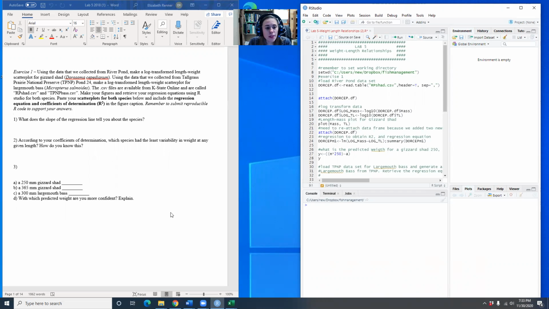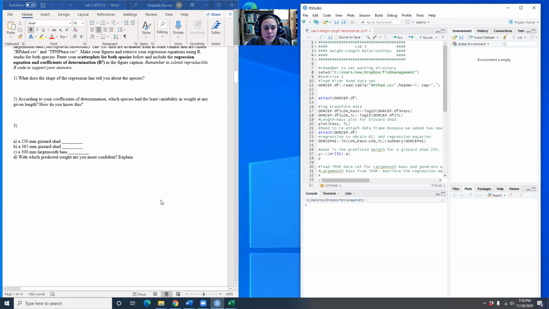For the third part, I want you to give me the predicted weights for a 250 millimeter gizzard shad and a 365 millimeter gizzard shad. Excuse me, not the A values. I want you to give me the regression equation and coefficients for those estimates, and for a 300 millimeter largemouth bass. Then, with which of these predicted weights are you more confident? Explain.